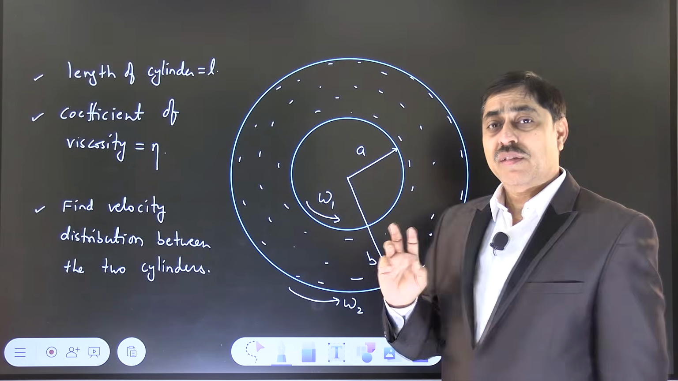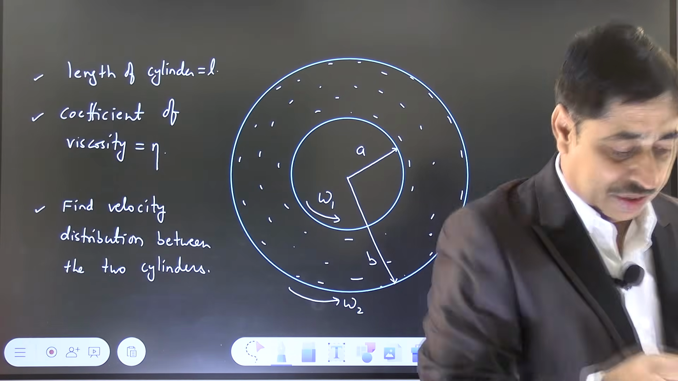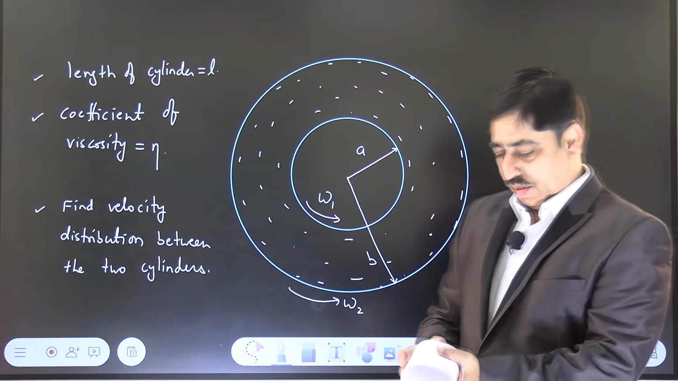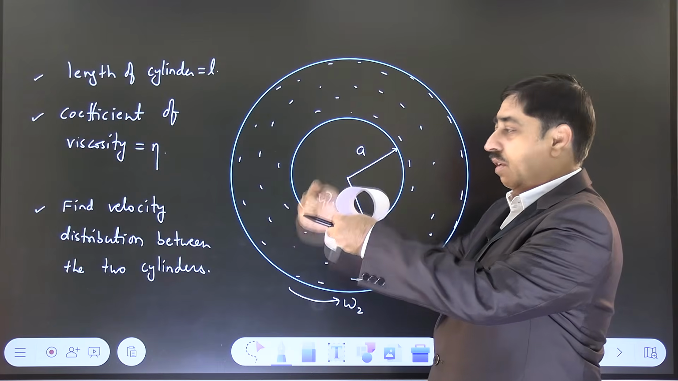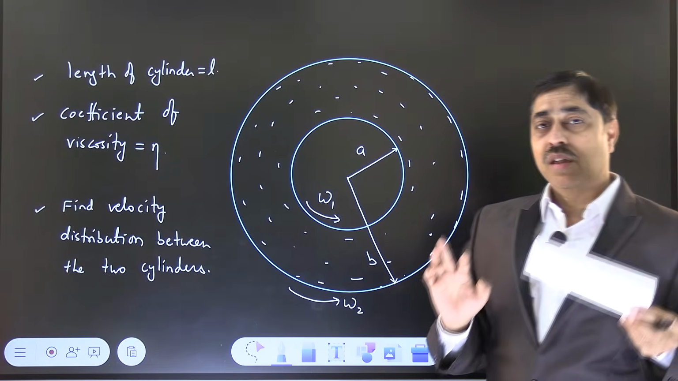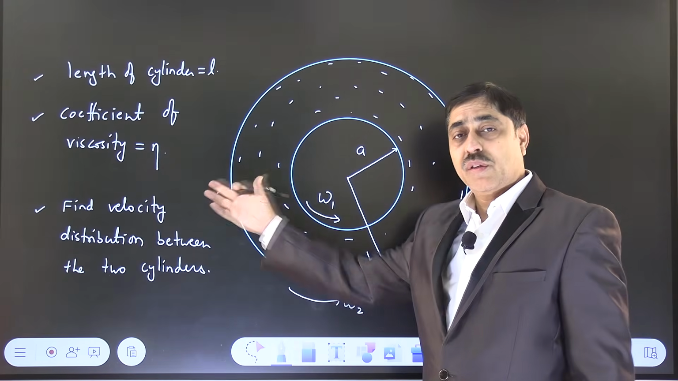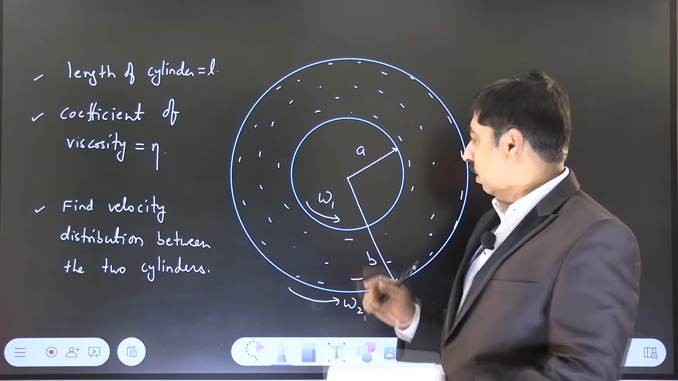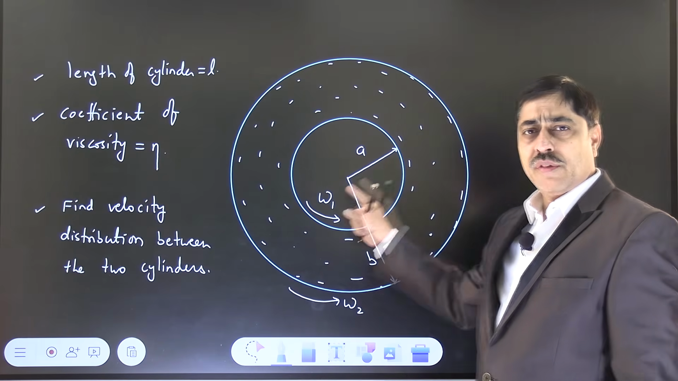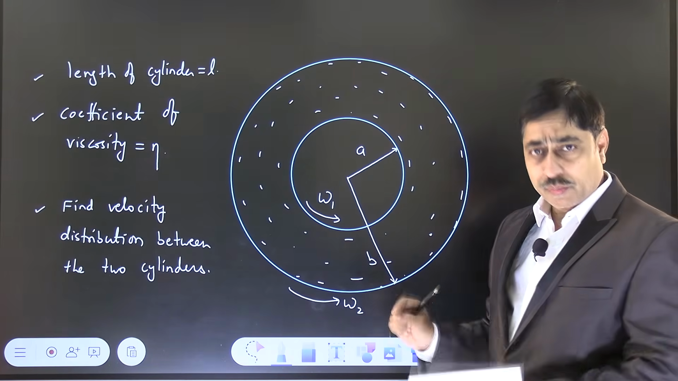These are two coaxial cylinders. Cylinders are like this. Let me take help of this prop. Yes, cylinders are like this. There is another cylinder over here, and in between the two cylinders there is a liquid. Liquid has coefficient of viscosity eta, that is known to us. The inner cylinder has radius A and the outer cylinder has radius B.